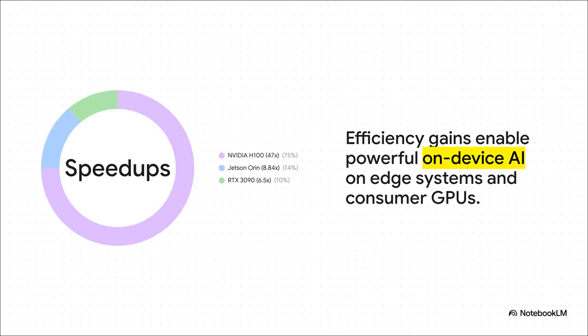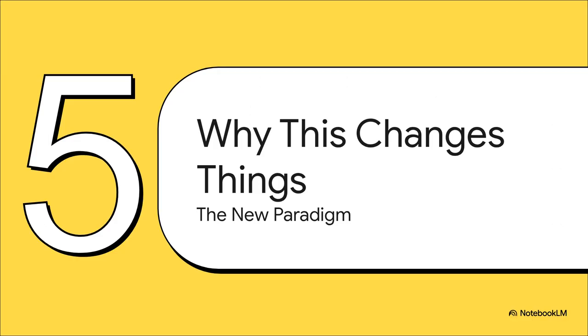And this isn't some magic that only works in a giant data center. These efficiency gains carry over. You're seeing an almost 9x speedup on an edge device like a Jetson Orin, and a 6.5x speedup on a consumer RTX 3090. This is the kind of engineering that unlocks powerful AI on robots, in cars, or just running on your local workstation.